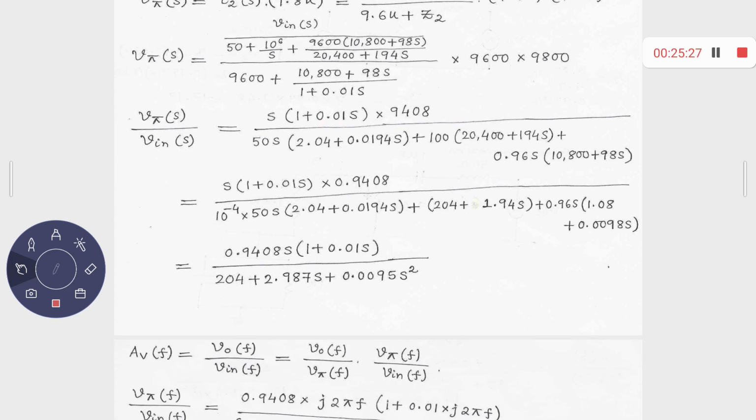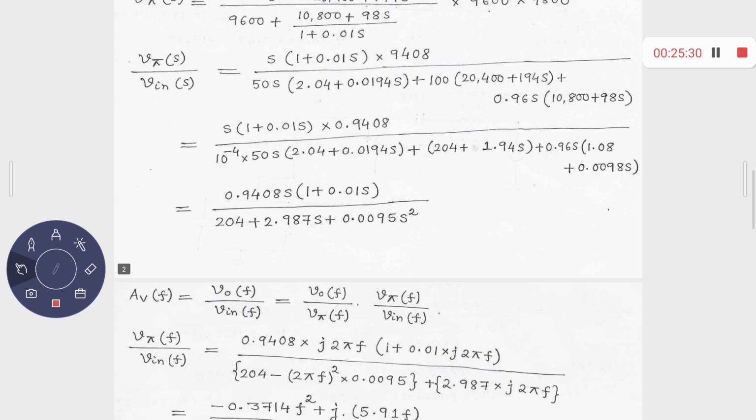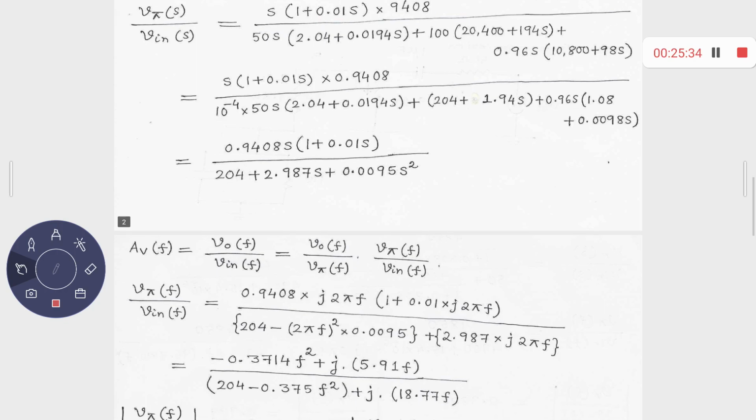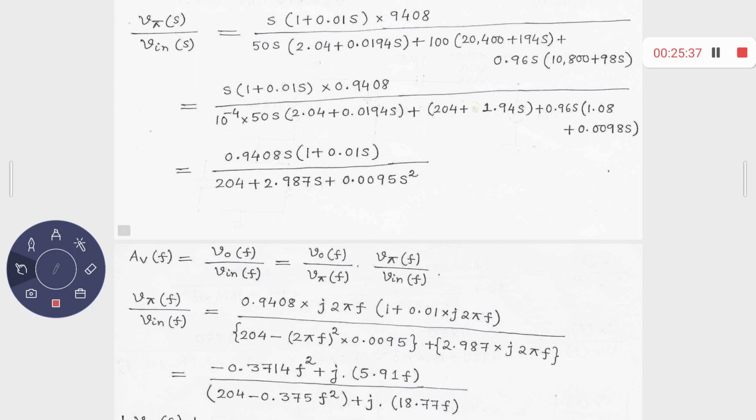Voltage gain is nothing but VO upon V in. So VO upon V in is nothing but VO upon V pi into V pi upon V in. Now, what is your V pi upon V in? Already you have calculated V pi S by V in S. Now you have to replace this S by J. Last day I told you that S should be replaced by J times capital omega, that means J times twice pi F. F is your Hertz frequency, capital omega is the angular frequency, and ultimately you have to plot it with respect to your Hertz frequency, in megahertz, with respect to this F. Okay. So then what I get is this much.